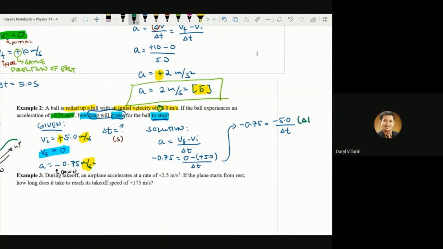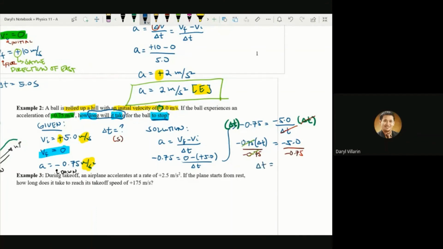To do that, I'm just going to multiply both sides by delta t, because doing so, this cancels out. So this gives me negative 0.75 times delta t is equal to negative 5.0. To solve for delta t, I'm going to divide both sides by negative 0.75. That gives me just delta t.